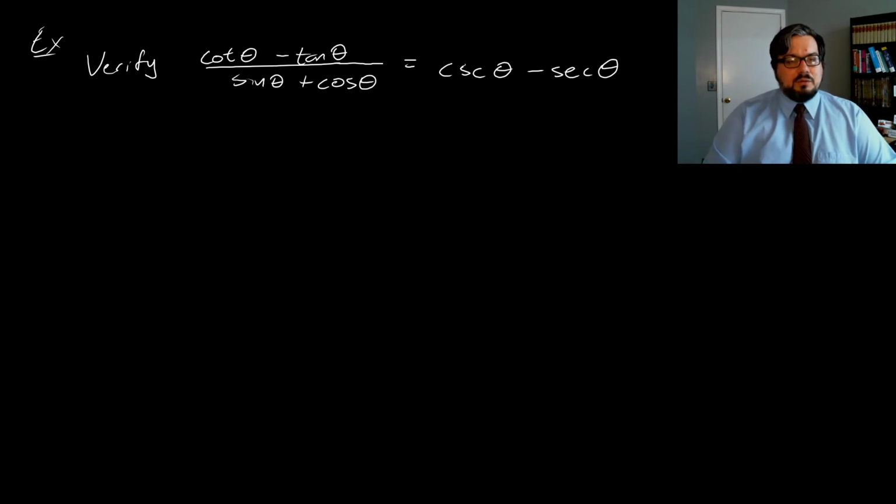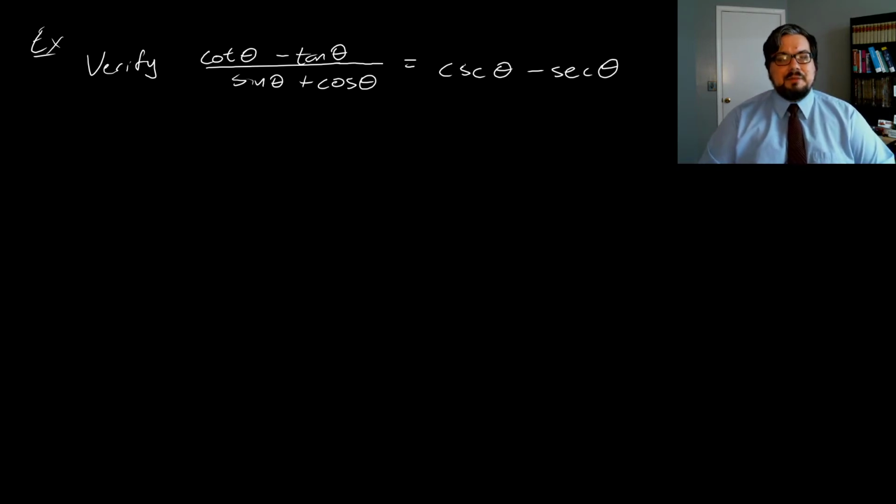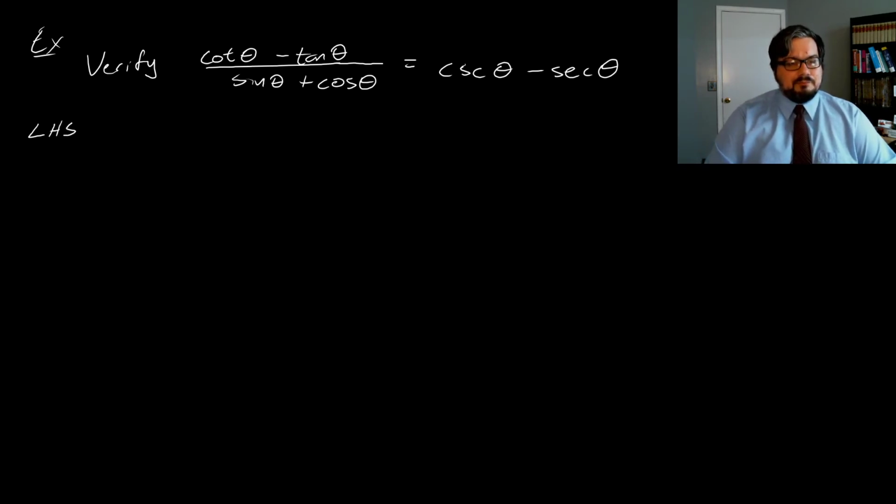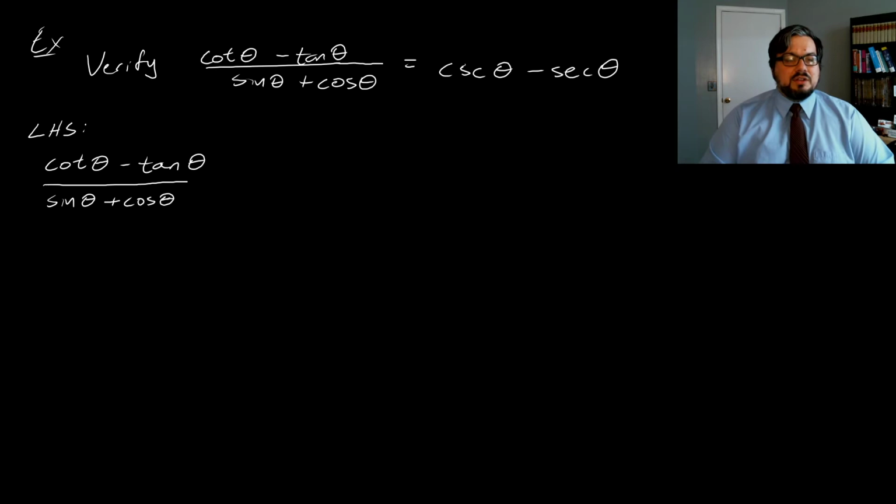All right, so we've got this. Now, in this case, both the left and right terms have some complexity to them. However, I would say that the left-hand side looks more complex to me than the right-hand side does. However, it is probably possible to do this problem starting with the right-hand side. It's just usually not as clear how to simplify things if you do. So we've got cotangent of theta minus tangent of theta over sine theta plus cosine of theta.